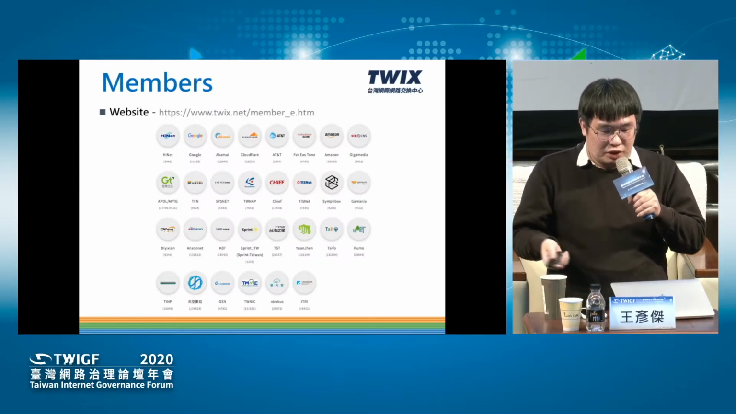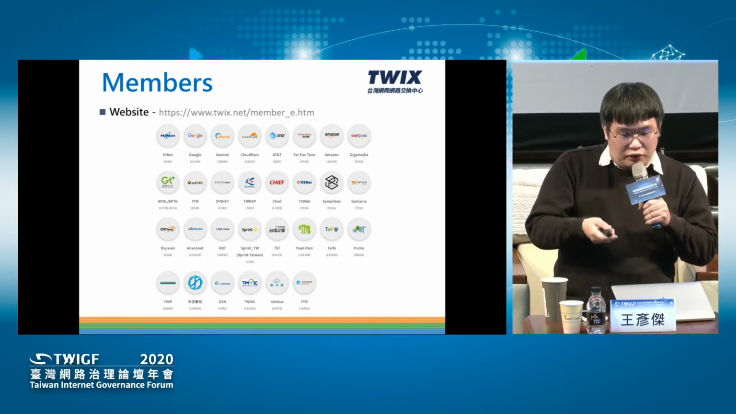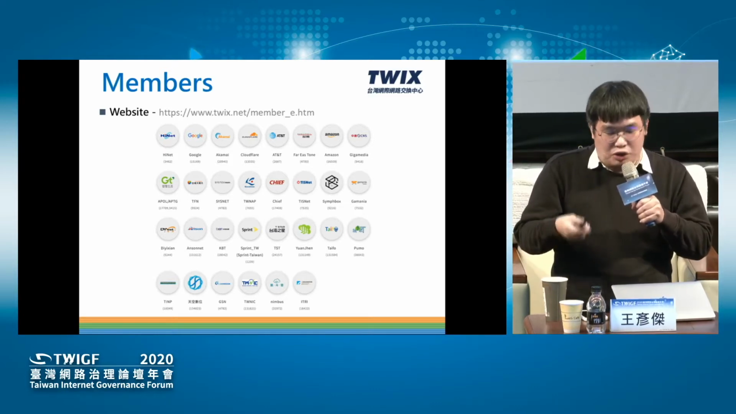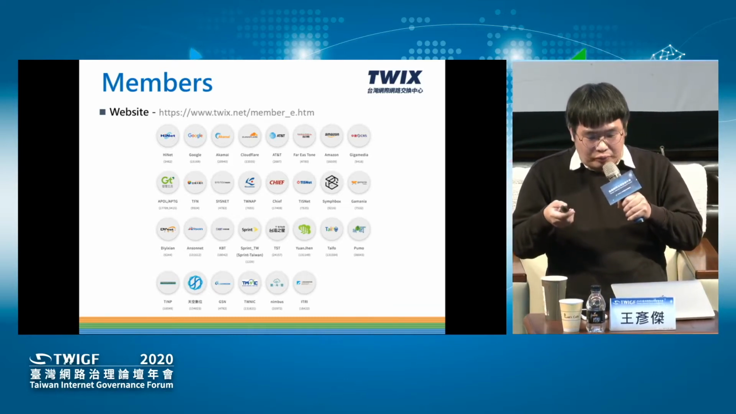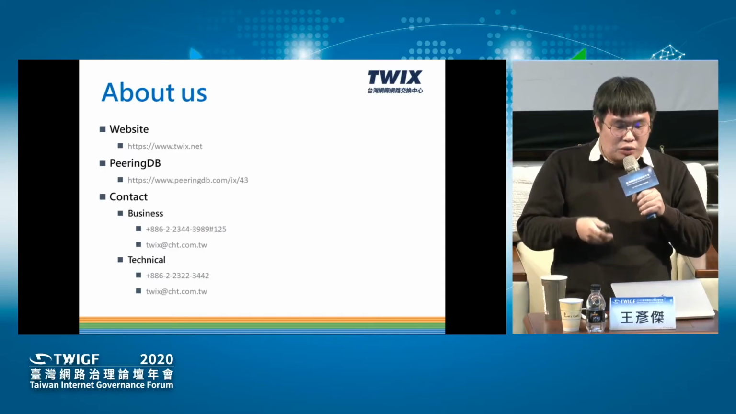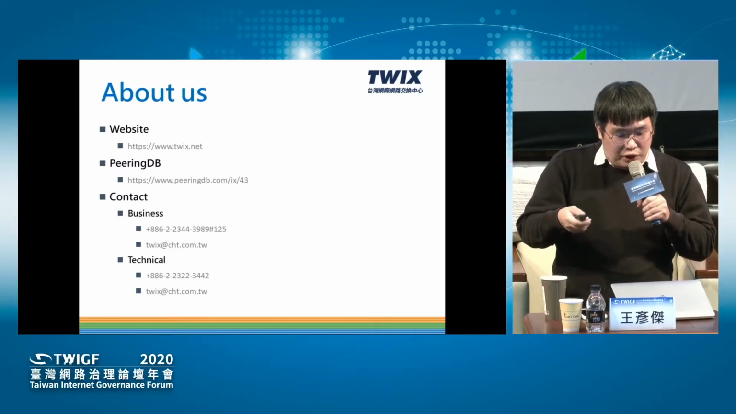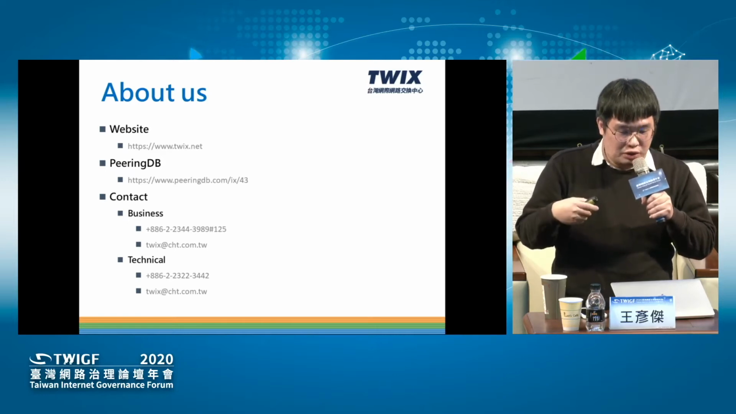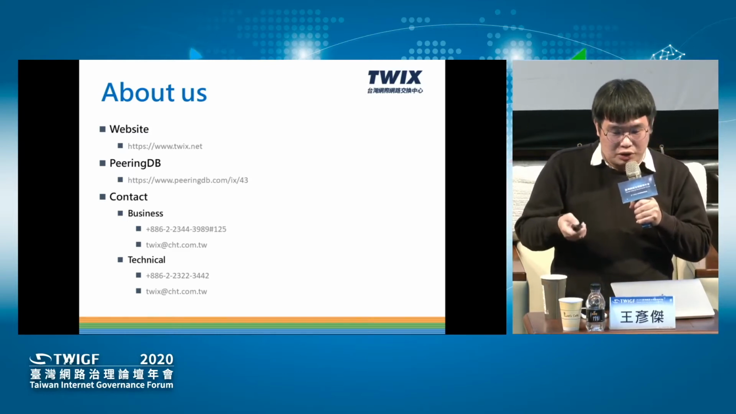Here is some members' information. You can search it on our new website, which we just launched last year. As you can see, we have lots of famous ISPs in Taiwan. If you join us, you can negotiate with them to exchange your traffic. We also have cloud service providers and content providers with a lot of internet traffic. For more, you can go to our new website, www.twix.net. In the peering DB, we have lots of member IP addresses and BGP station addresses. You can also call us at the phone number here, find information on our website, or email us.